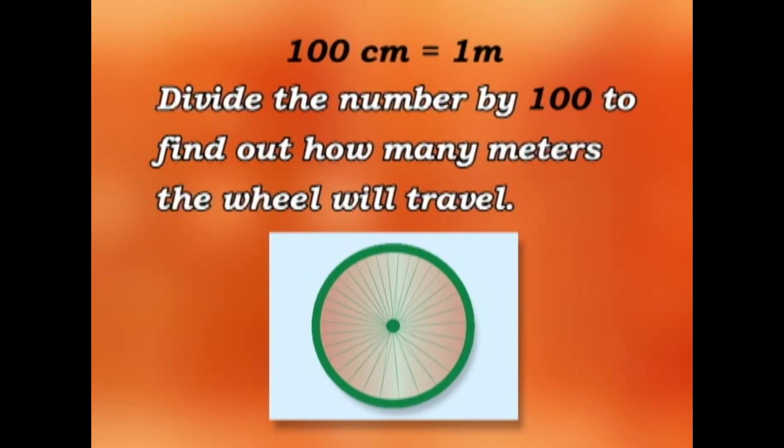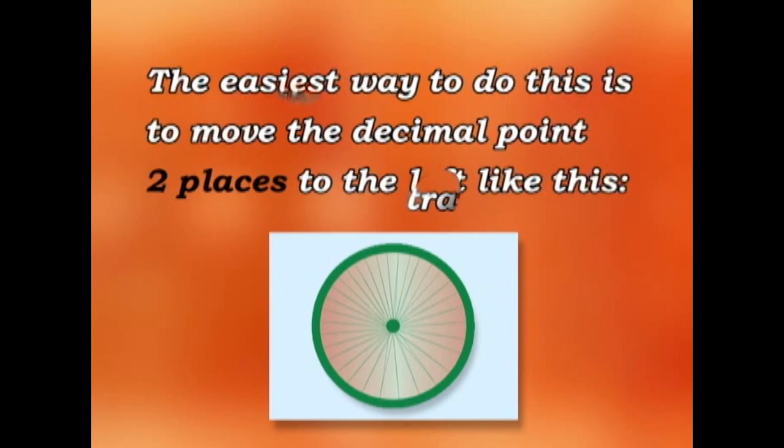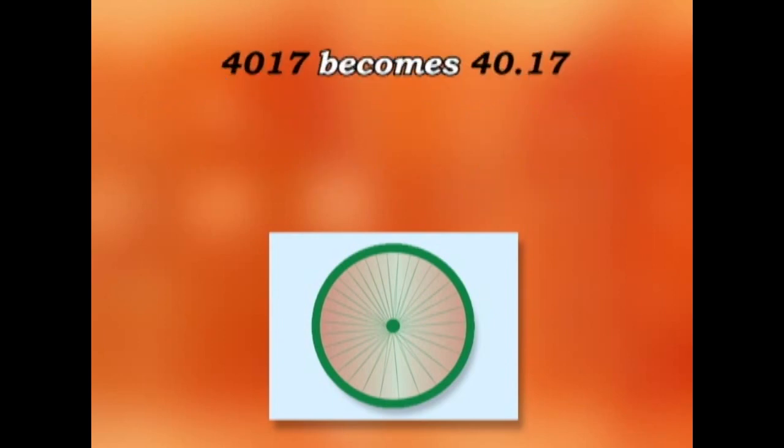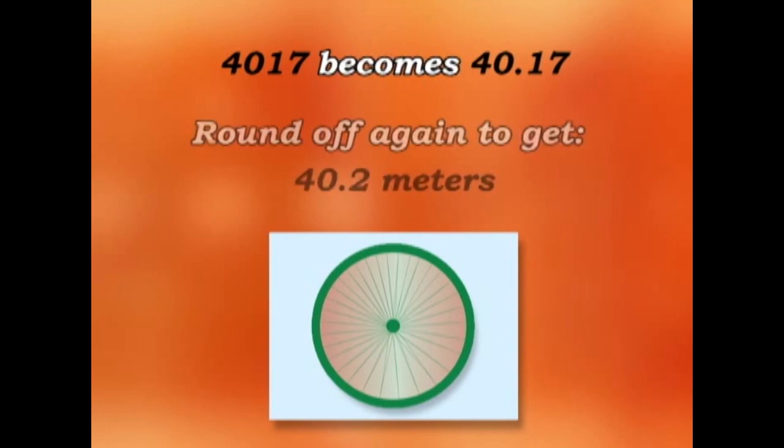out how many meters the wheel will travel. The easiest way to do this is to move the decimal point 2 places to the left, because we're dividing by 100, like this. 4017 becomes 40.17. We round it off again to 40.2 meters, which tells us how far the wheel travels.